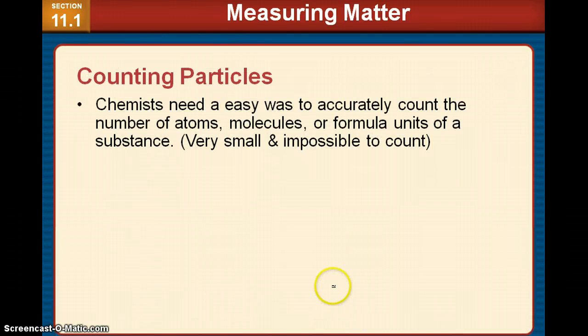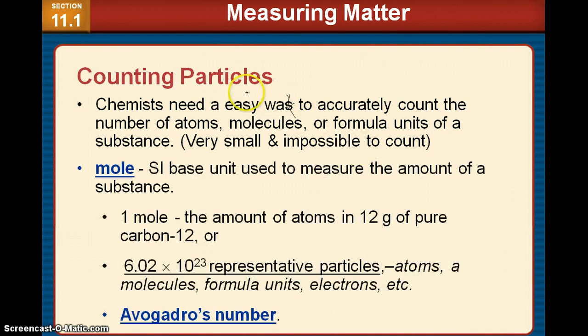So when we count particles, chemists need an easy way to accurately count the number of atoms or molecules or formula units, because these things are so very small that it's impossible to count, and the number you would get to count these atoms would be so big. So we need something that's going to be easy for us to understand. So scientists have created what we call the mole, which is an SI base unit used to measure the amount of a substance.